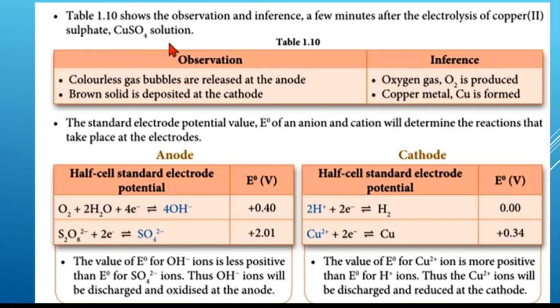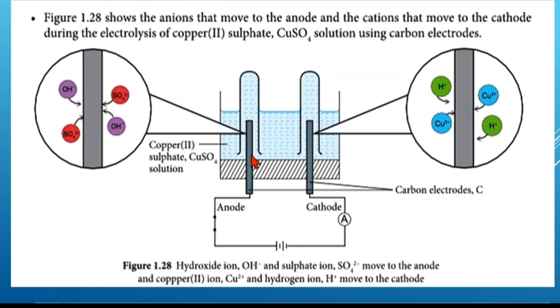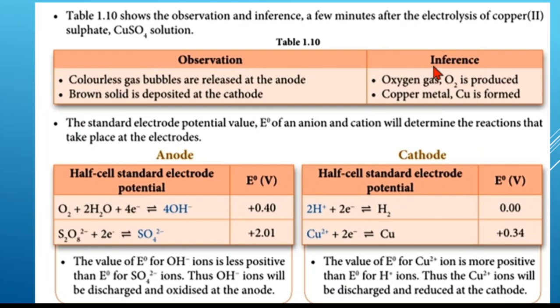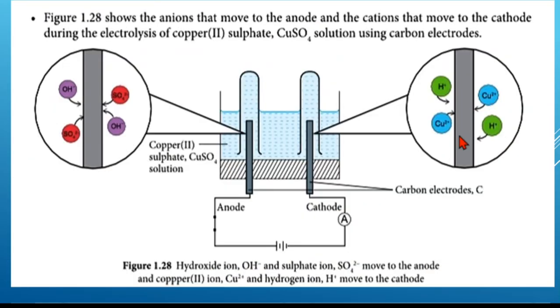So here, observation. Colorless gas bubbles are released at the anode. Mana anode? Sini anode. Colorless gas released at the anode. So inference dia ialah apa yang diproduce adalah oxygen gas. And at the cathode, brown solid is deposited. Inference dia, apakah brown solid itu copper yang form di cathode. Di sini copper yang form. Di sini dia bilang oxygen gas yang form.